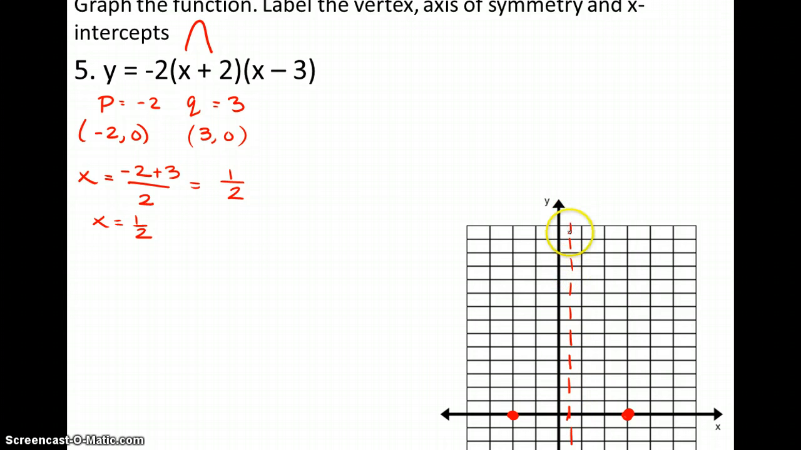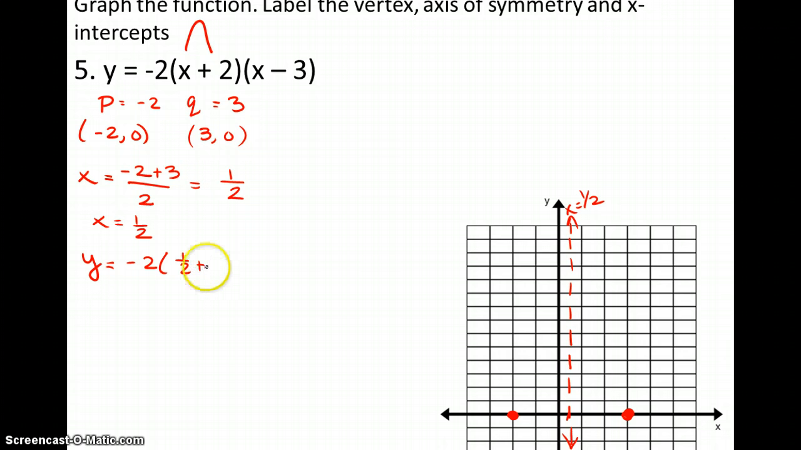This is probably, if this is difficult, as difficult as it gets for these types of problems. So x equals 1/2. So y is equal to negative 2 times 1/2 plus 2.